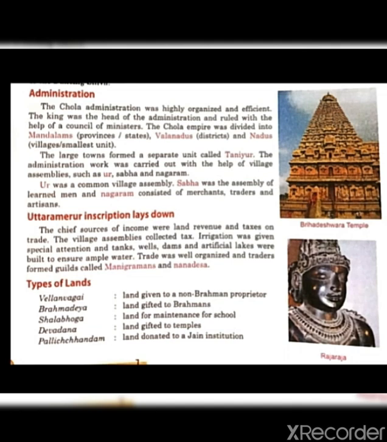State is known as mandalam, district is known as Valanadu, and the small unit of village is known as Nadu. A large town forming a separate unit was called Tanur. The administrative work was carried out with the help of village assemblies such as Sabha and Nagaram. Ur was a common village assembly. Sabha was the assembly of learned men, and Nagaram consisted of merchants, traders and artisans. Ur was an assembly of the common people of the village. On the other hand, the Sabha belonged to the high-profile people of the village.